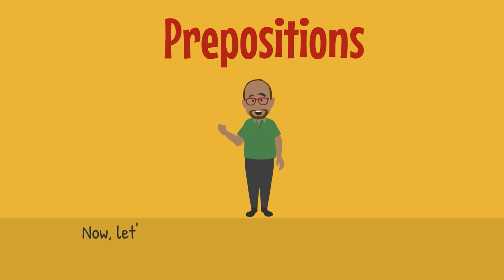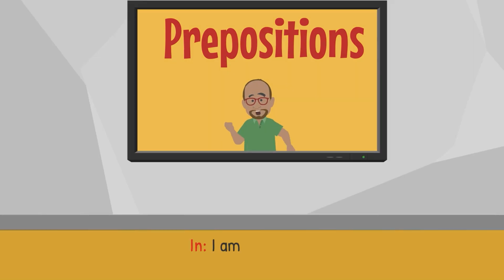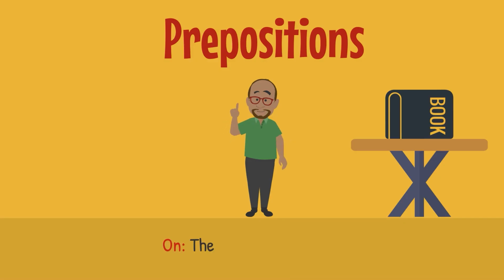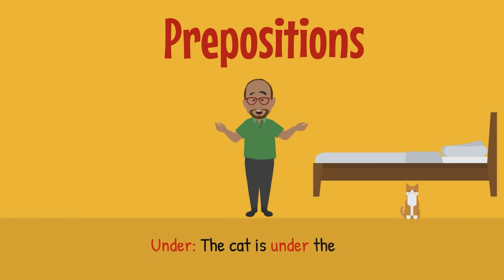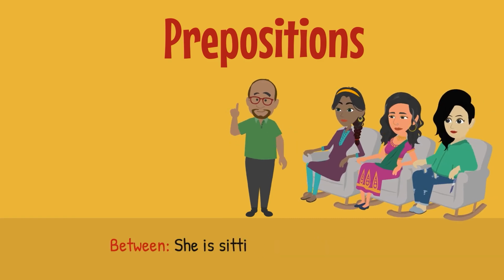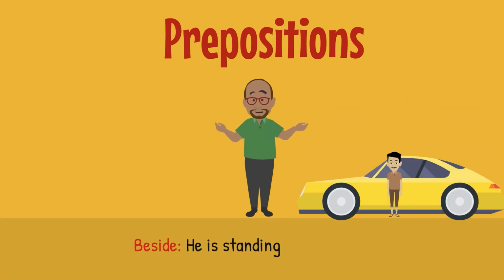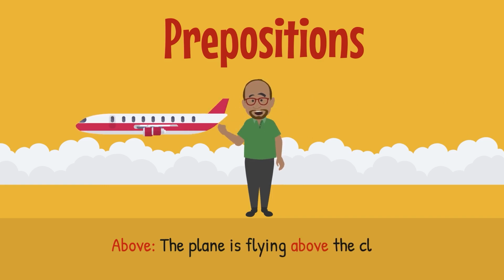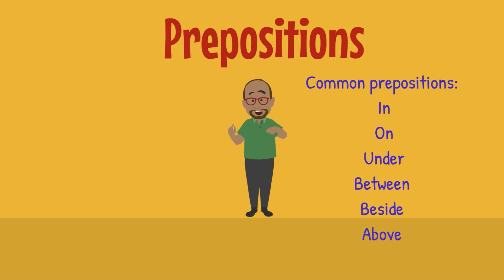Now, let's take a look at some common prepositions. Here are a few examples. In, I am in the room. On, the book is on the table. Under, the cat is under the bed. Between, she is sitting between two friends. Beside, he is standing beside the car. Above, the plane is flying above the clouds. Common prepositions: in, on, under, between, beside, above.